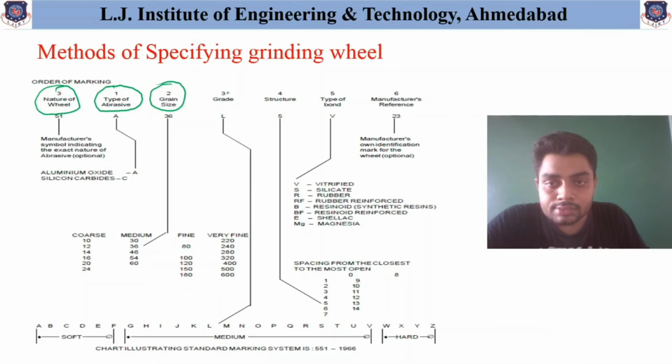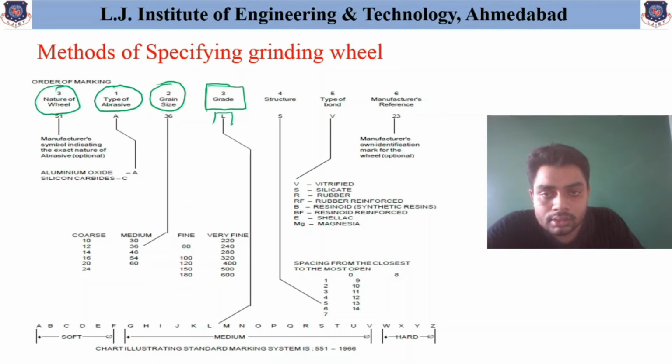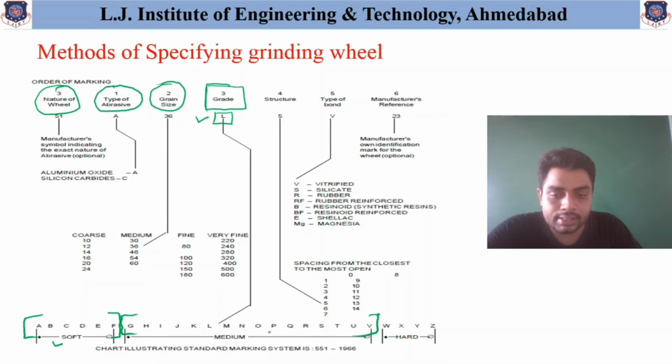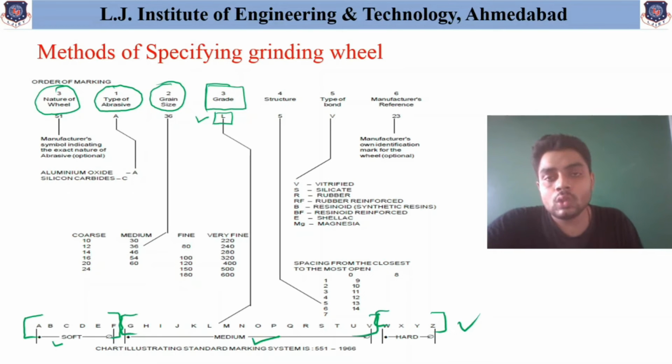Now the next, fourth number, will give the idea about the grade, and it has given a letter, the letter indicated over here, that is the small l. So as you can see, if the letter is in the range of A to F, then they are called the soft grade. If the letter is in the range of G to V, then they are called the medium grade, and W to Z, then they are called the hard grade. So based on the alphabetical order given, you can understand if the grade provided might be soft, maybe medium, or maybe hard.